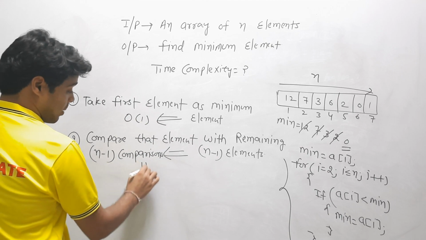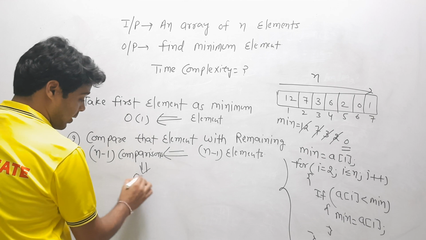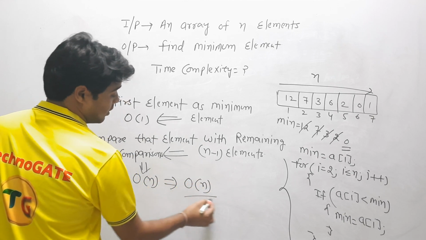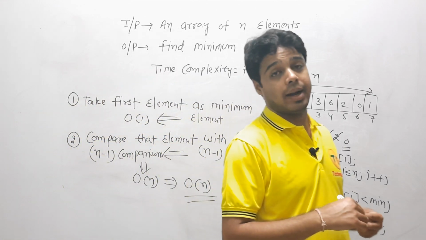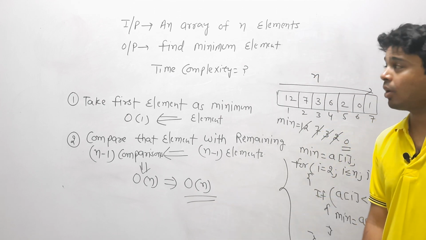Okay, so what is the time complexity here? The constant part, and n minus 1 comparisons is order of n. So what is the time for the minimum element? Order of n. If any array is given and we find the minimum element, the time complexity is order of n.